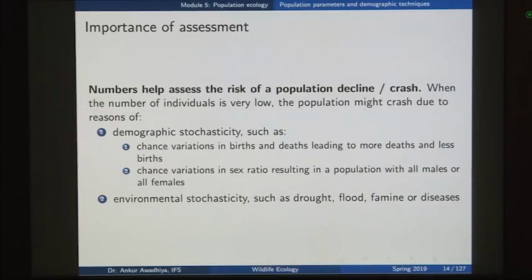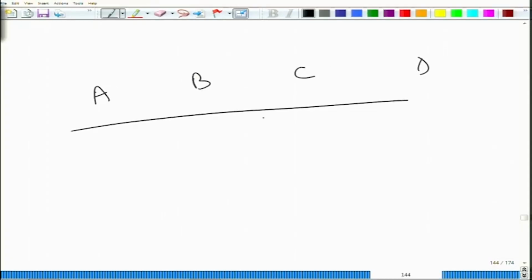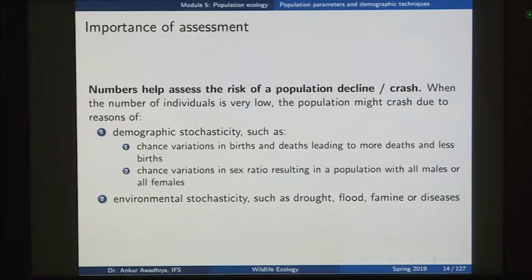So, to avoid such a scenario, you need to assess the probability that, if you have a lone female in your area, or very few individuals in your area, all the offsprings turn out to be males. So, what is the probability that all the offsprings are males? You want to have an assessment of the probability of having such a scenario.